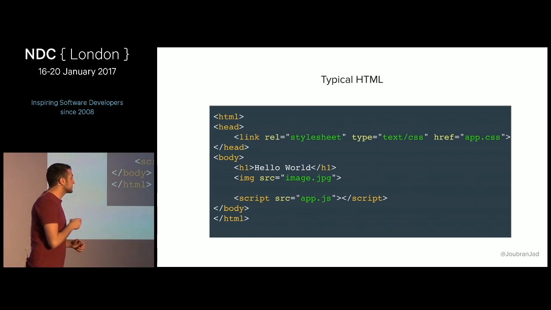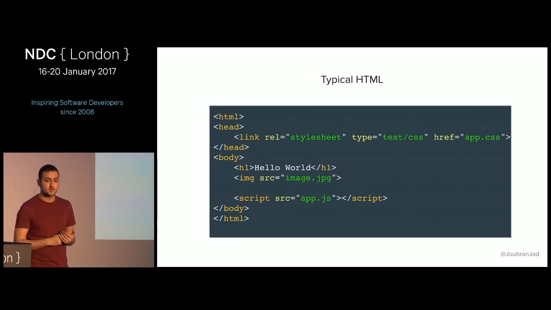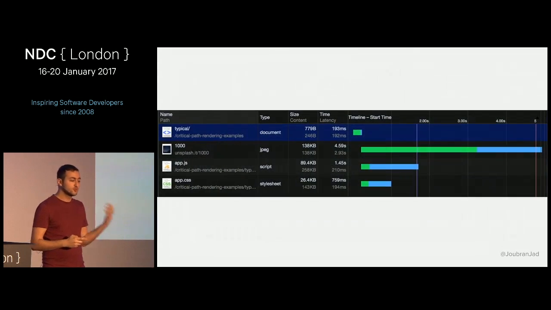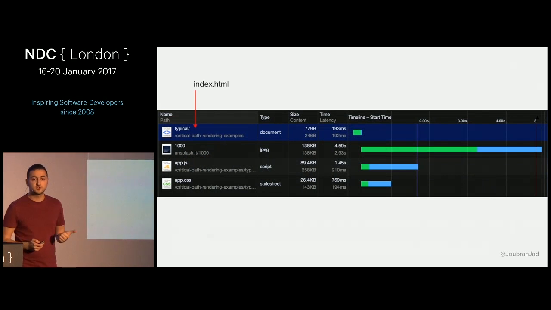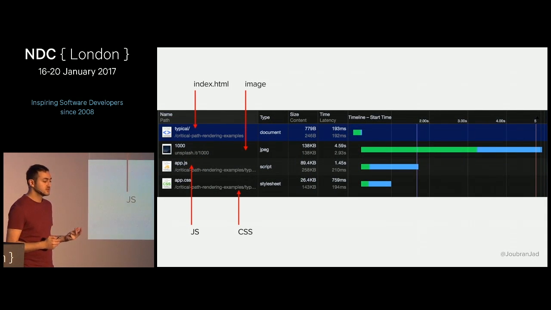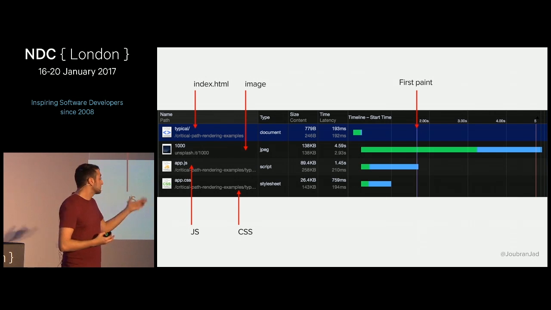So we've got a CSS file in the head, basic HTML, and we're loading a script at the end. Now, if we open the network tab in Chrome and set up 3G throttling, we can see that we're loading the index.html, the image, the JavaScript, the CSS, and the whole thing takes 5 seconds to load because we are on a 3G connection. And this is where the first paint actually happens in this example. So I want to ask you, what is the browser waiting for it to start rendering?